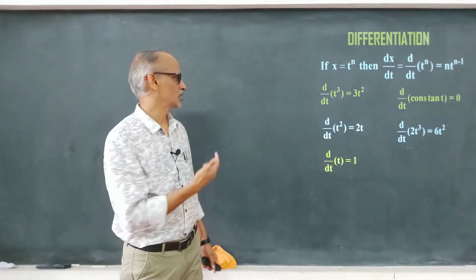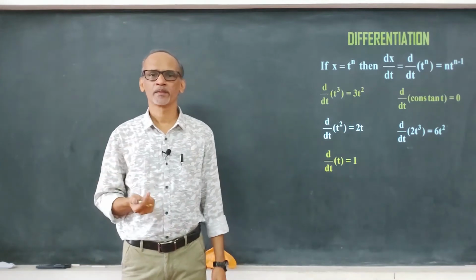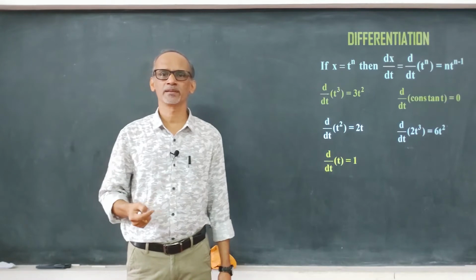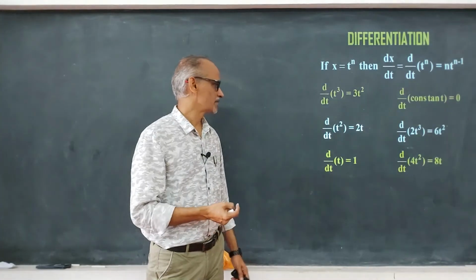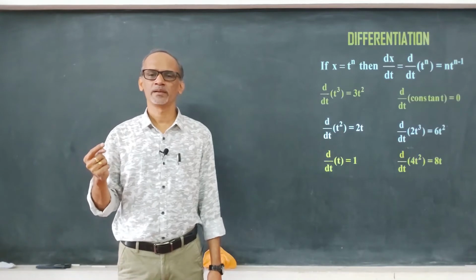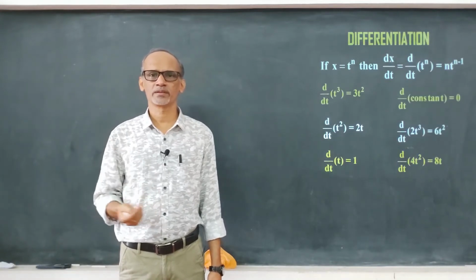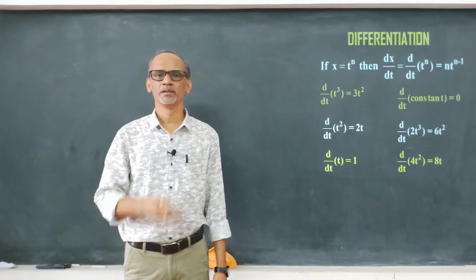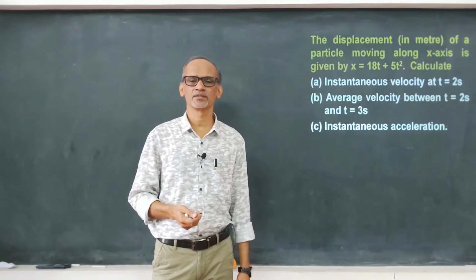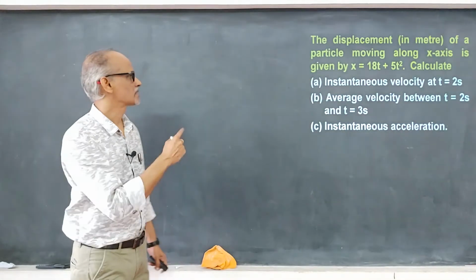What is the differentiation of 2t cube? It's 2 into the differentiation of t cube, which is 3t square. So multiply, you'll get 6t square. What is the differentiation of 4t square? Differentiation of t square is 2t, 2 into 4, correct. So 2t into 4, you'll get 8t. So this is how we use the differentiation, and let's use this differentiation in the numericals one by one.